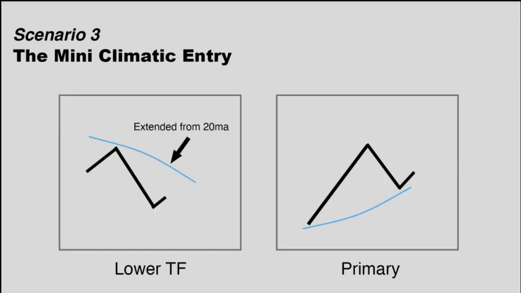Now, the third and last scenario is the mini climactic entry. This is probably the least common you'll come across, but what happens on the conflicting time frame is it goes a bit climactic, meaning there's acceleration to the downside and extension from the 20. So in this case, you don't really need to wait for a secondary entry on your primary time frame, because the lower time frame has room to correct to that 20 MA. So it's a bit of a more aggressive entry, but at least in here, you have room to work with to the upside. And what's great about this is when it does work, you're in it from a great entry price.